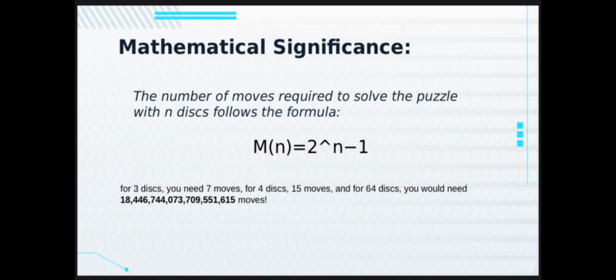The Tower of Hanoi has deep connections to recursive algorithms and exponential growth. The number of moves required to solve the puzzle with n disks is given by the formula M(n) = 2^n - 1. So for just 3 disks you need 7 moves, for 4 disks you need 15 moves, and for 64 disks, 18 quintillion 446 quadrillion 744 trillion 73 billion 709 million 551 thousand 615 moves. This exponential growth illustrates how quickly problems can become computationally intensive.